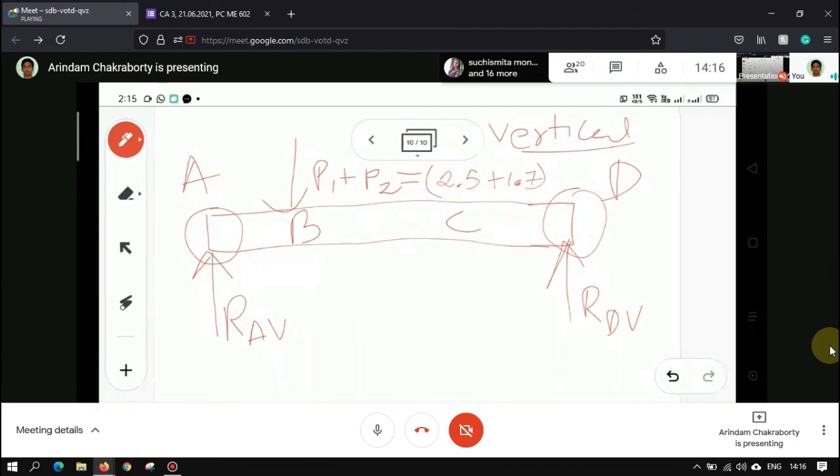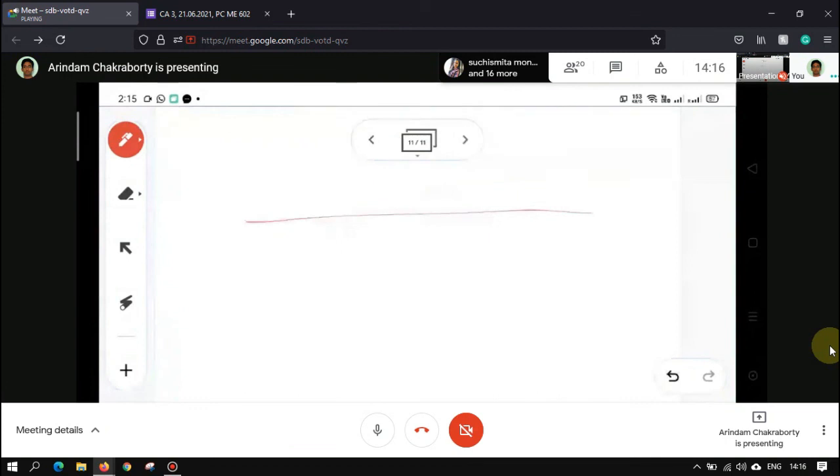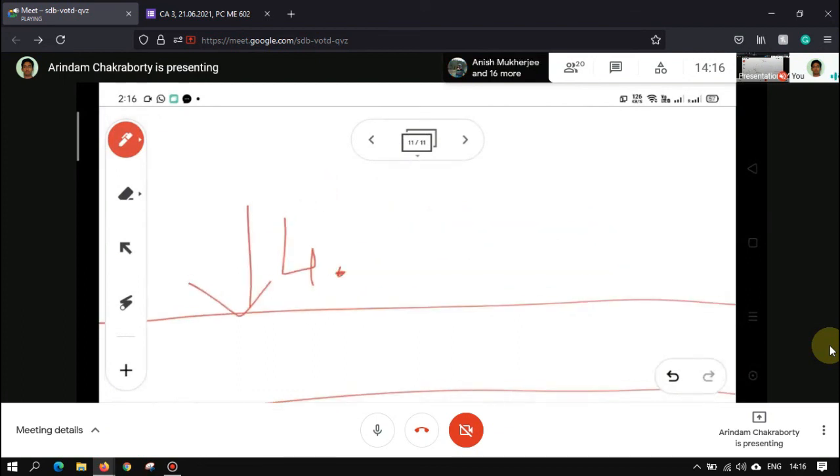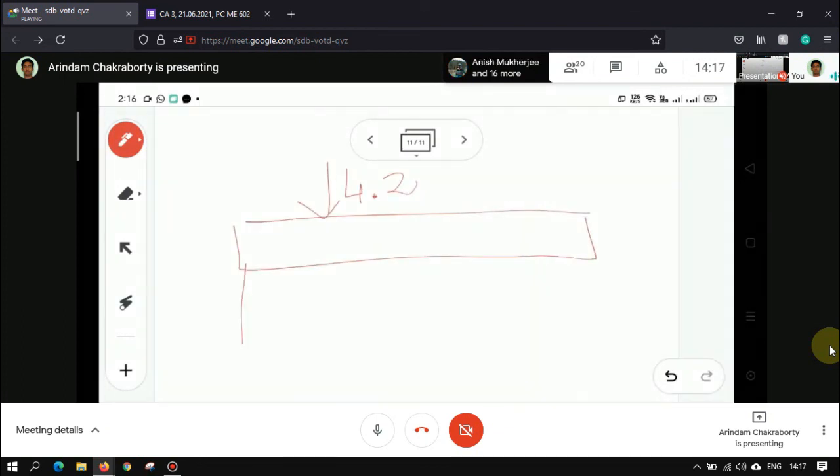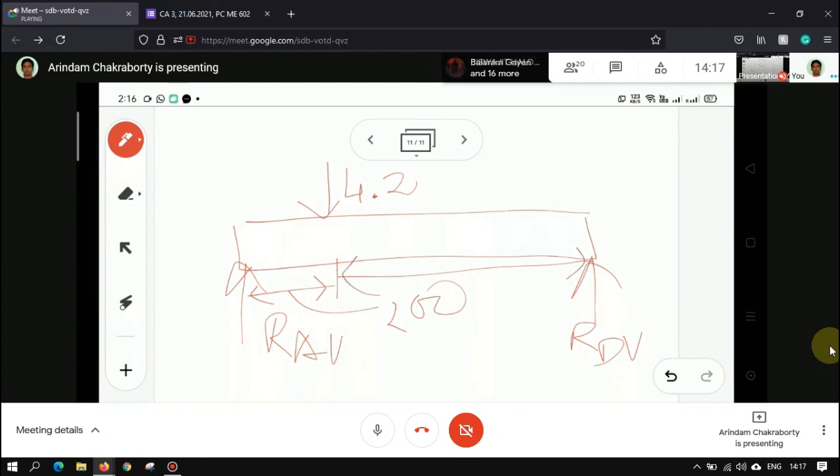Let me summarize this. This will be 4.2. So here I am having RAB, and here I am having RDB. The distance from here to here is 200, and from here to here it is 800. So what I can do is find out RAB and RDB. How can I find them out?